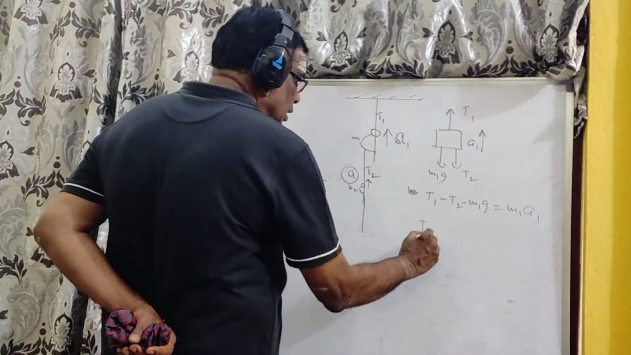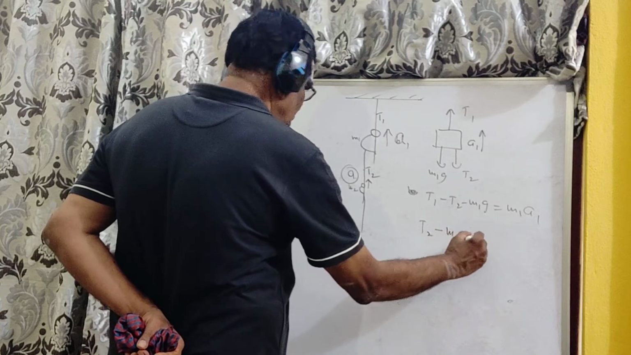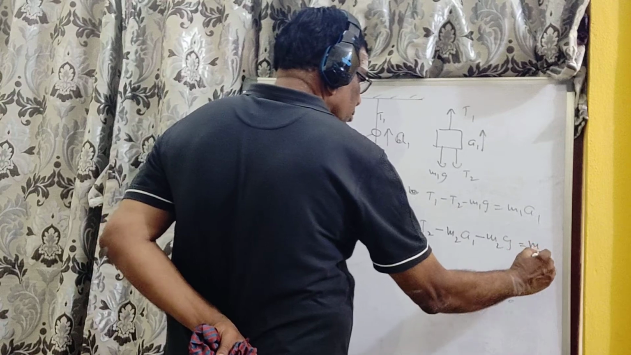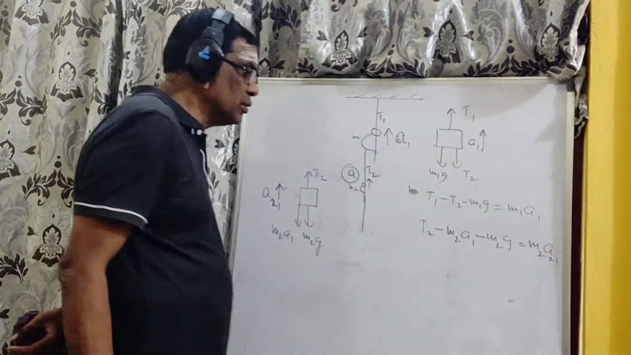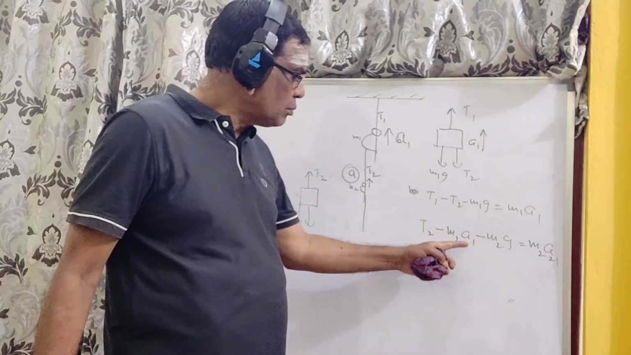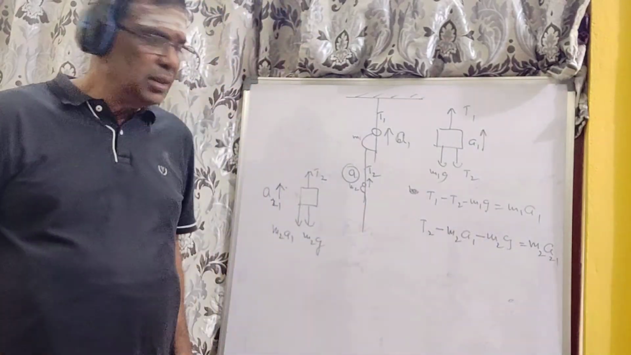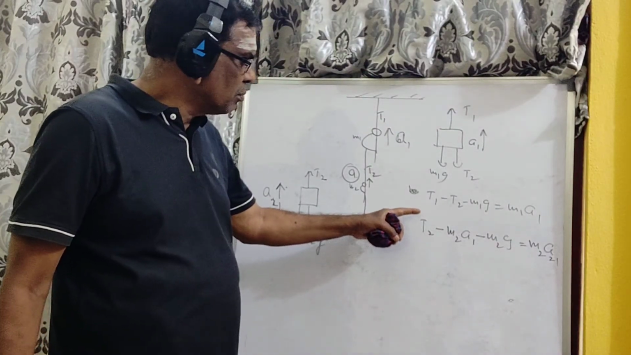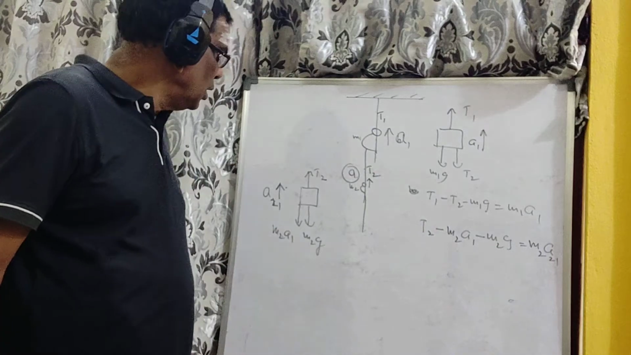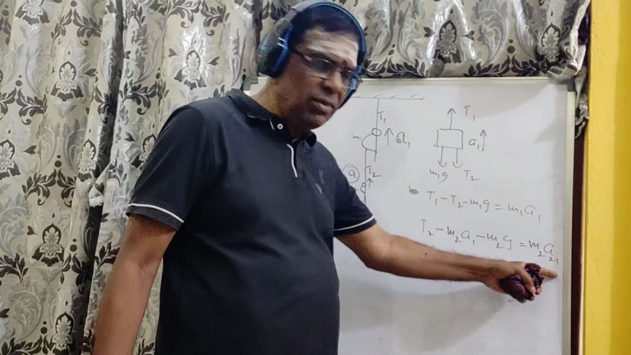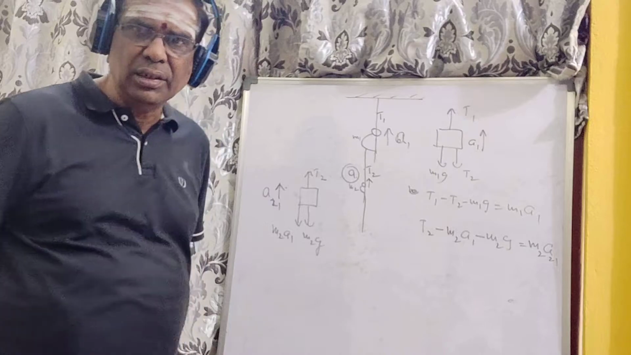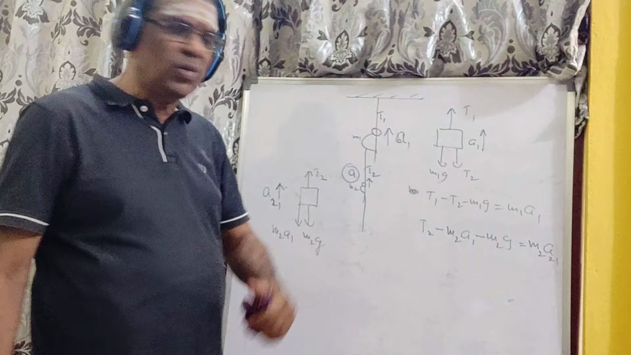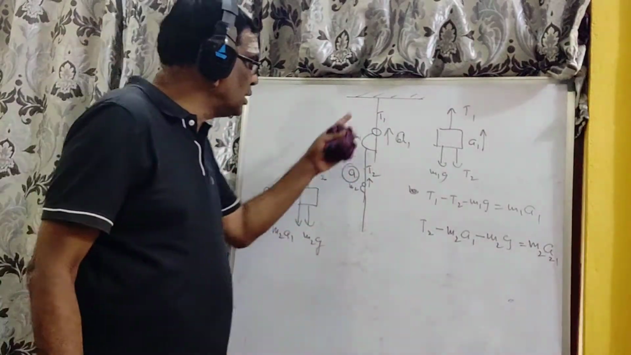You don't have issues. So how do I write that? T2 minus M2A1 minus M2G is equal to M2A21. Remember in this, A1 is given to us, therefore the only variables are T1, T2, and it is moving with certain relative acceleration that is also given. Therefore, A1 is known, A21 is known. You can find out what is the tension in the tail.